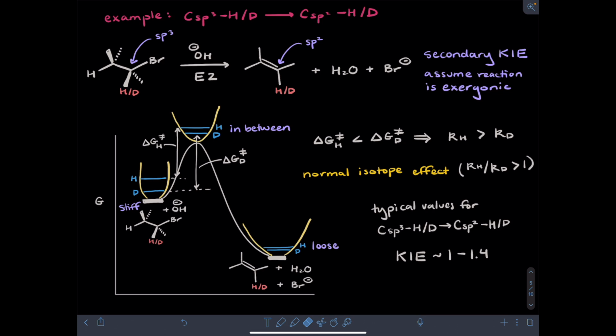And typical values that you'll see when going from sp3 to sp2 hybridization for secondary isotope effects will be between 1 and 1.4. Notice that this value for a normal secondary isotope effect is smaller than that for a primary isotope effect, and that's because the hydrogen or deuterium is not directly involved in the reaction, so we can expect that its influence on the rate will be smaller.